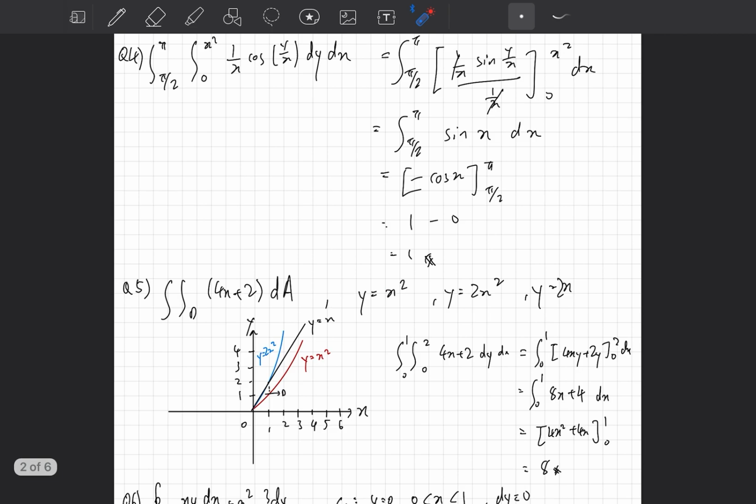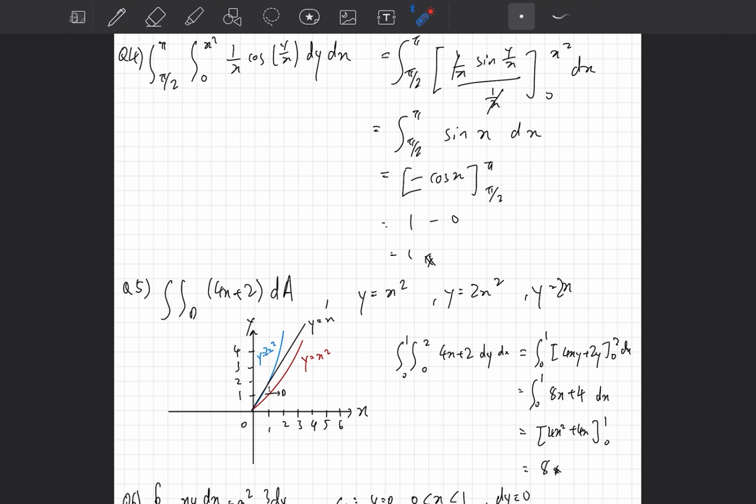So question 4 is like the same. Go through the double integration of 1 over x cos y over x. After the integration of dy there, we will get the answer of sine y over x. Then we substitute x squared and 0, get the final answer of sine x, and integrate sine x again with pi over 2 to pi, and get the final answer of 1.